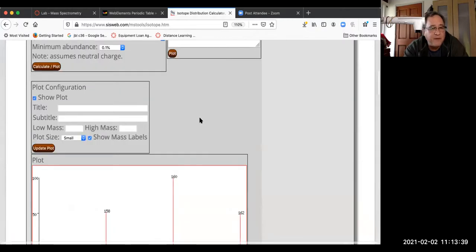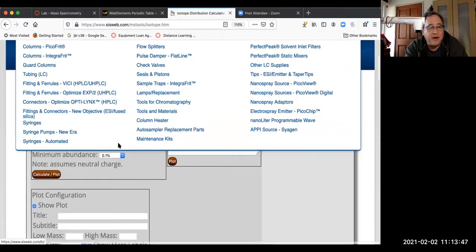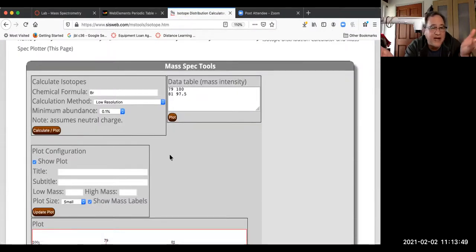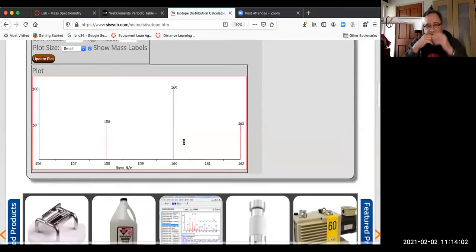Here's how we find out if bromine 80s are possible. Let's type in BR and see what we get. We type in BR and we get, nope, there's only 79s and 81s. There's no 80s. So back to that bromine with BR2. How do you get a 160?